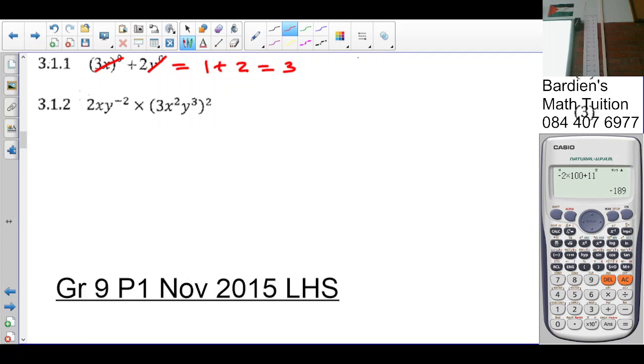So, you're going to work out that square first. So it's going to be 2xy minus 2 times. So what's 3 squared? 9. X, 2 times 2? 4. Y, 3 times 2? 6. When we multiply and bases are the same, add exponents. So 2 times 9 is 18. X times x4, x5, y. Negative 2 plus 6 is 4.